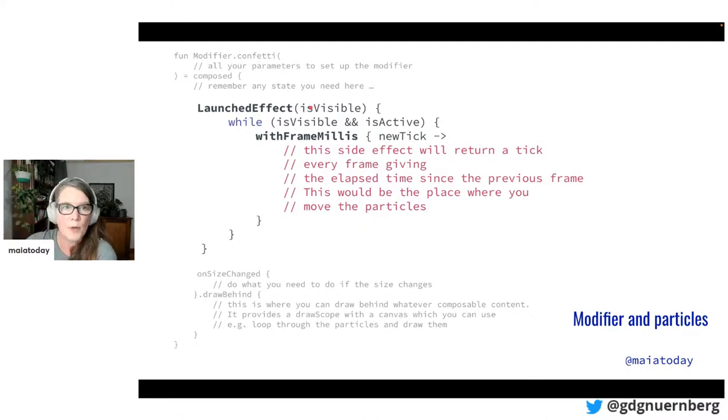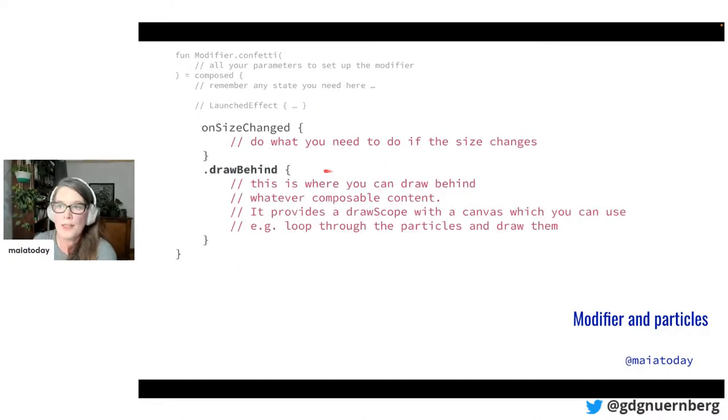If the confetti is visible, then it gets the milliseconds every single time a frame comes through. It's like the vsync tick that you'll see in the Flutter talk. A frame comes through, and then it can update. So over here, you can update on every frame that you need the confetti to show. And then further down, there's a method called draw behind. What this will do is draw whatever you put inside here behind whatever's on the composable. Inside this draw behind, typically you would loop through all the particles and call their draw function, because in here you get a draw scope and you can actually draw on the canvas.